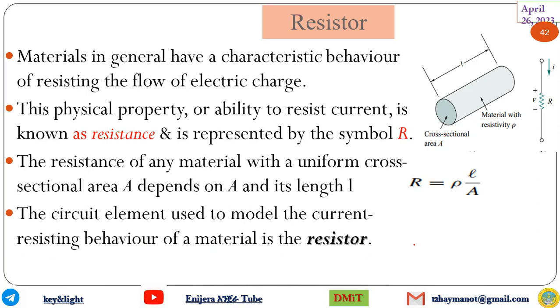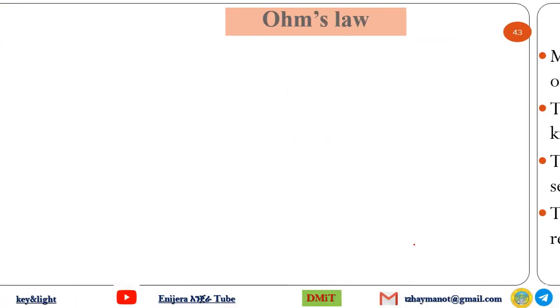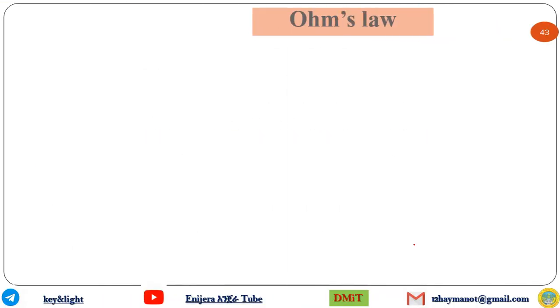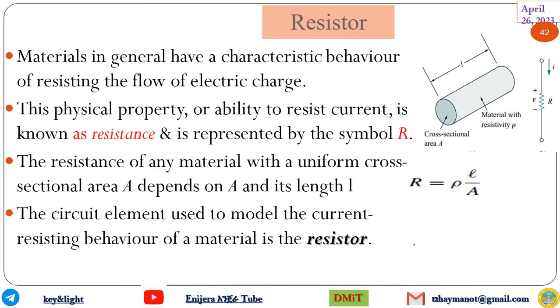So the circuit element used to model the current-resisting behavior of a material is the resistor. Speaking of the resistor, there is a scientist whose name is Ohm.